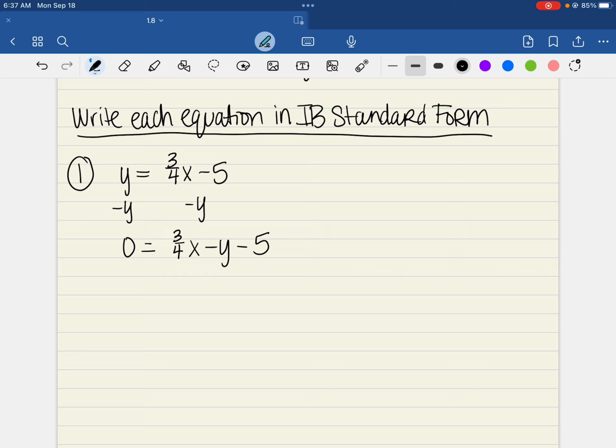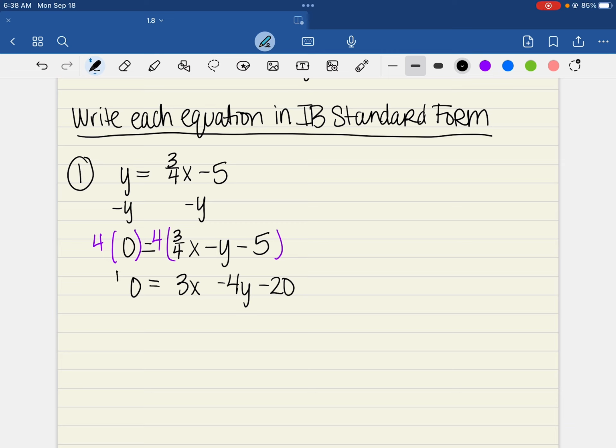Now, scenario here is that we have a fraction for A. And so in order to get rid of a fraction, we want to multiply by the least common multiple of the denominators, which in this scenario would be 4. So multiplying both sides by 4, which means every value. So 0 equals 3x minus 4y minus 20. Don't forget to multiply y and the constant.